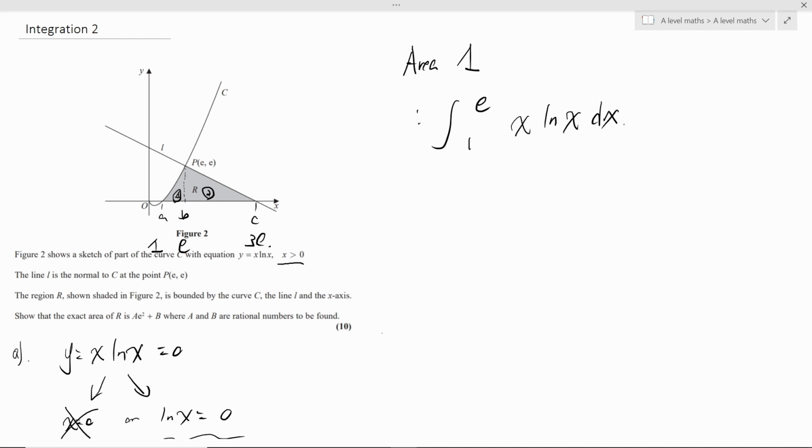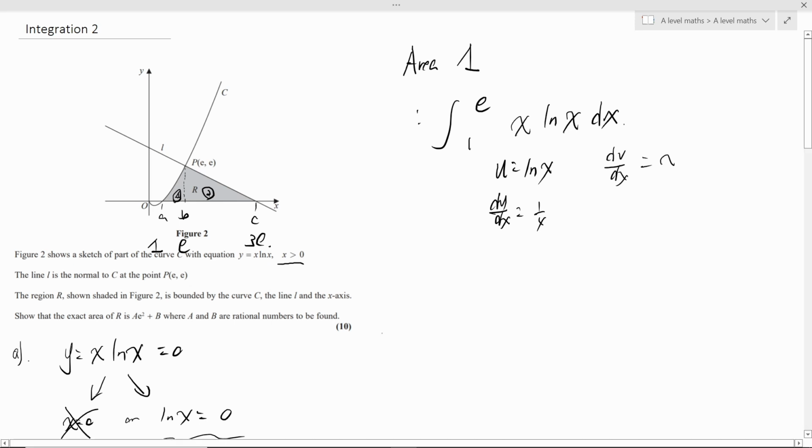How are we going to do so? Well, I think because there's a product here, we shall use integration by parts, shall we? Let's take u to be natural log of x, then du/dx is 1/x, and let dv/dx be x, then v is 1/2 x squared.